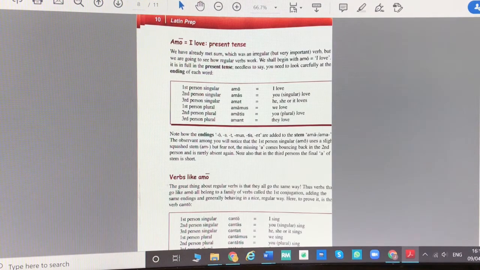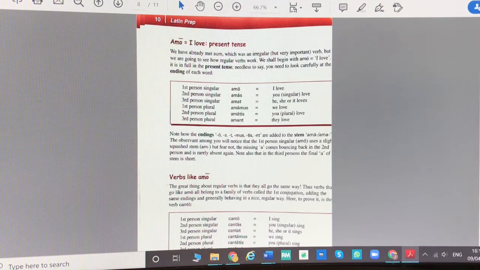On page 10, this textbook lays out in full the present tense of the verb amo, which means I love. And this will be the pattern for all the verbs that you'll be working with for the next week or two. If we learn this properly, we can do all the verbs. If we don't learn it properly, we can't do any of the verbs. And verbs are the heart of all sentences. That's how important this is. So let's read what he has to say.